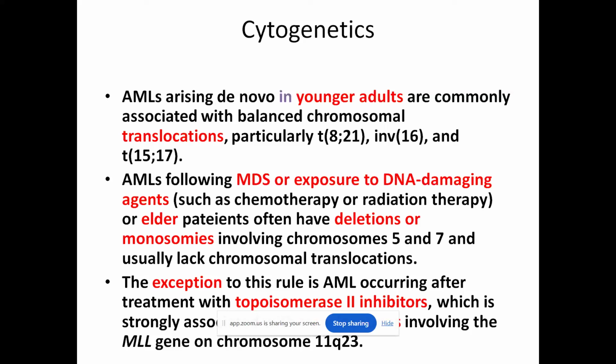So coming to the cytogenetic abnormality, chromosomal translocations or deletions and monosomies produce acute myeloid leukemia. If the patient is of younger age, it is most commonly associated with translocations. If the AML is associated with MDS, or if it is therapy related, or if it is occurring in very elderly patients, common mutations like deletions and monosomies will be common here.